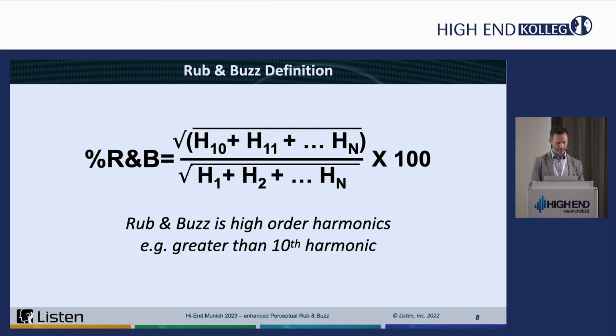So here's some math. But this is why we always measure rub and buzz by looking at higher order harmonic distortion, generally the 10th harmonic and above. Examining the individual harmonics identifies specific defects. For example, rattling lead wires tend to be 50th harmonic and above, and a rubbing voice coil would tend to be between the 10th and 15th harmonic.